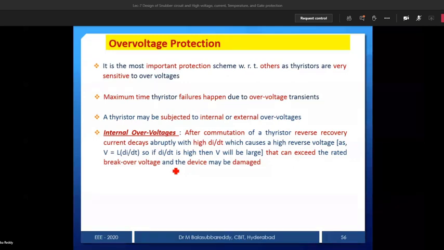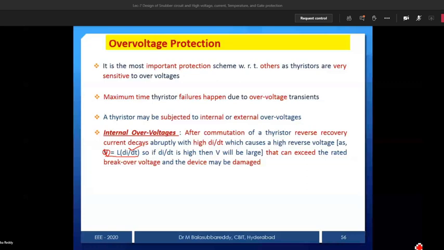Why does it happen like that? Because v is equal to L di by dt, and if di by dt is high, automatically the voltage is also going to be high. If that voltage exceeds the breakover voltage of the device, the device is going to conduct. That is also a problem, and reverse breaking also takes place in the reverse voltage. That's why it may get reverse breaking. It is unwanted breaking, so that is one of the problems.